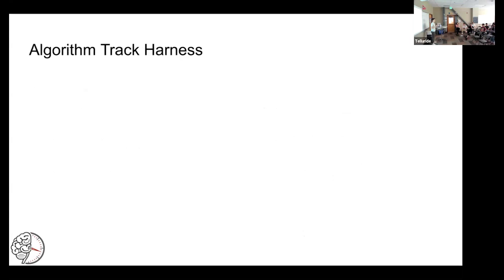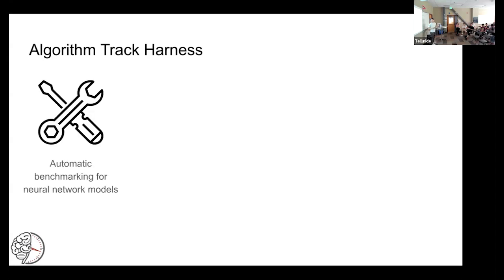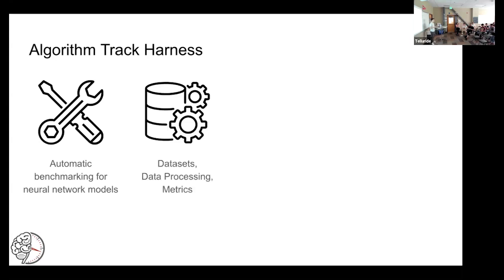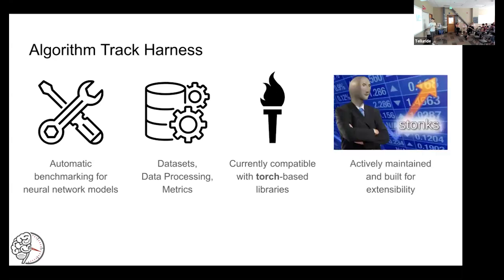All right. Now I'll get into the algorithm track harness. This is our tool for the algorithm track. And I forgot to put in a slide to remind you again that the algorithm track is for hardware agnostic complexity measurement. The algorithm track harness is a tool for automatic benchmarking for all types of neural network models. It includes data sets, data processing, and various metrics, all in its infrastructure. Currently, it's compatible with PyTorch-based libraries, of which there are many in this community. And it is actively maintained and built for extensibility.